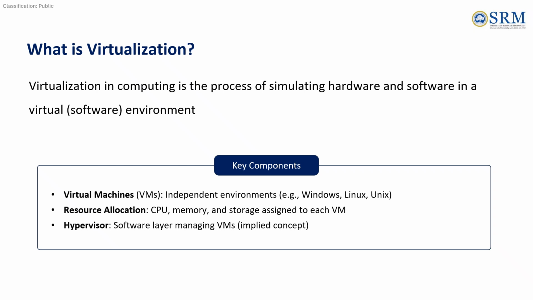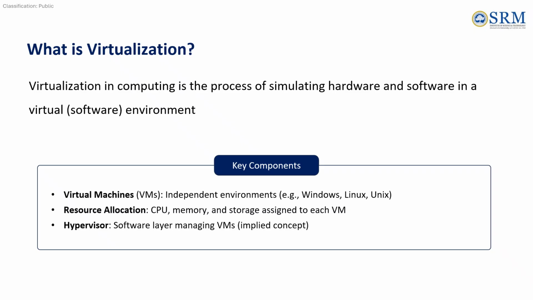Think of virtualization like a large apartment building. The physical server is like the entire apartment building. Inside the building, there are multiple apartments. Each apartment is separate and independent, just like a virtual machine. Different families can live in different apartments. Similarly, different operating systems like Windows or Linux can run in different virtual machines.